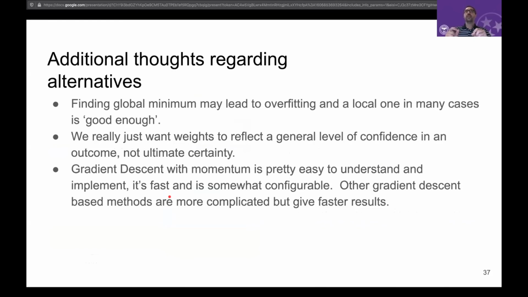The cost function is really a measure of certainty in an answer. And if we are 100% certain after seeing a certain set of training data that we're going to get the right answer on any new information that comes along, we might be overfitting. And so maybe finding a local minima that's a good approximation is really good enough. The other advantage to gradient descent is that it's pretty easy to understand. And there's been a lot of research that's gone into optimizing it so that it converges pretty quickly and accurately.